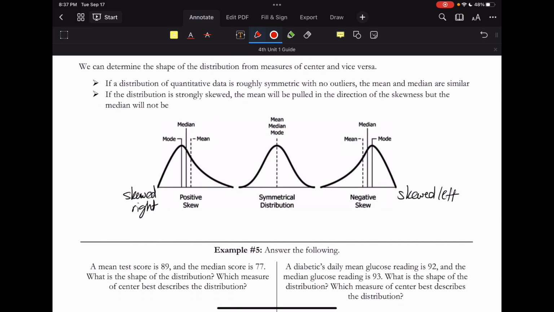So when you have a positive skew or a skewed right distribution, I know that my mean is greater than my median. In a symmetric distribution, the mean and the median are approximately the same. They don't have to be exact, but they are going to be very close. And in a skewed left distribution, the mean will be less than the median.